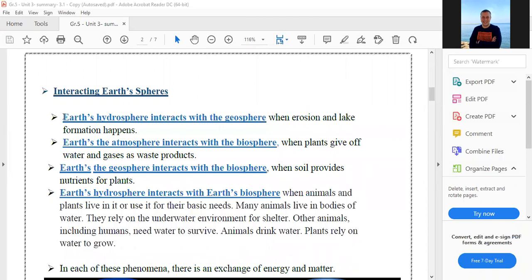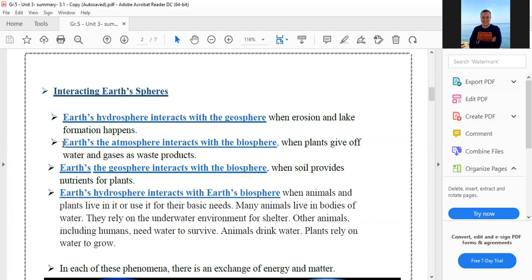The first one, Earth's hydrosphere. We are talking about water right now. It interacts with the geosphere when erosion and lake formation happen. Erosion is when parts of Earth start to melt down or be washed away due to the flow of water.